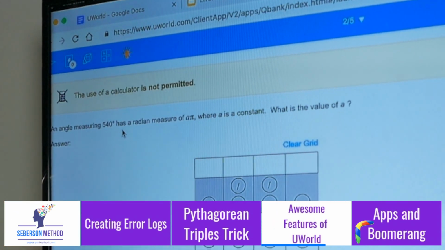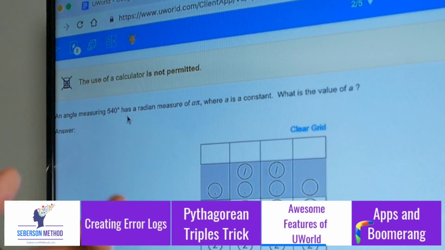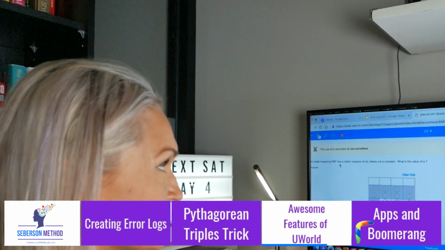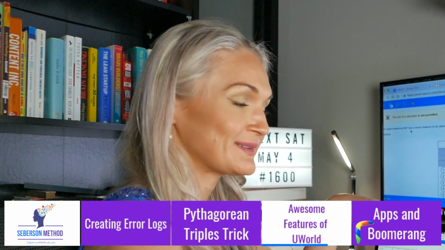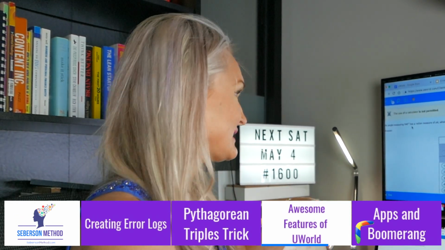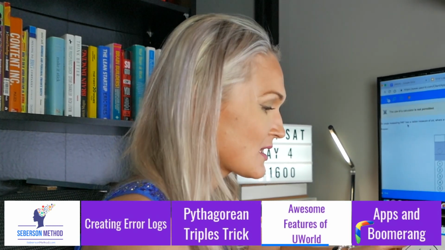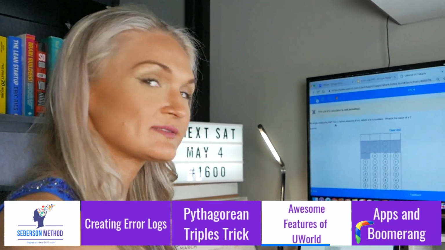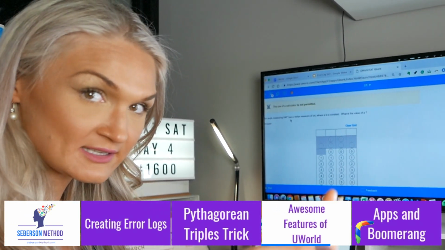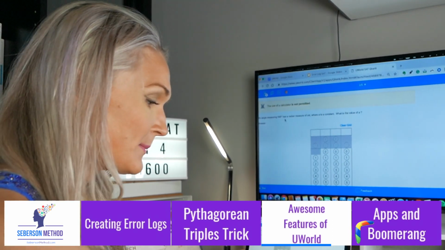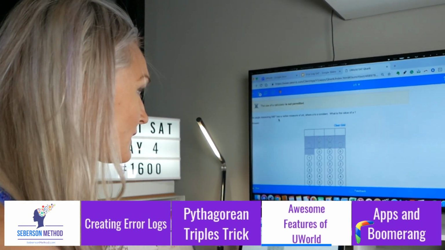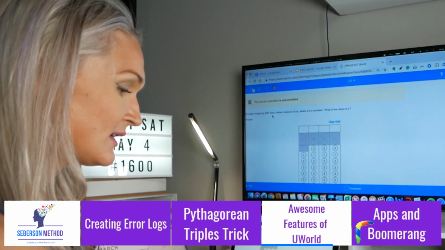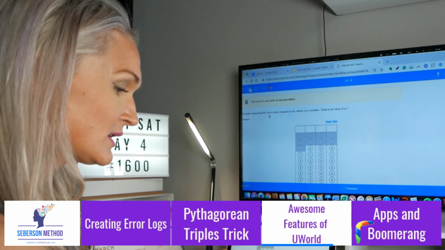So here they're actually testing my ability to transfer radians to degrees and degrees back into radians. Well, easy breezy, you know. We just quickly set up a proportion. Let me just use this. First and foremost, I know that 360 is 2 pi radians, but we're just going to do 540 over 360 equals x over 2 pi.